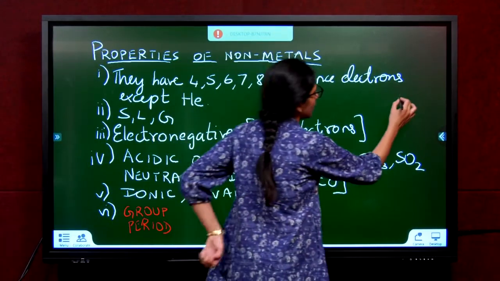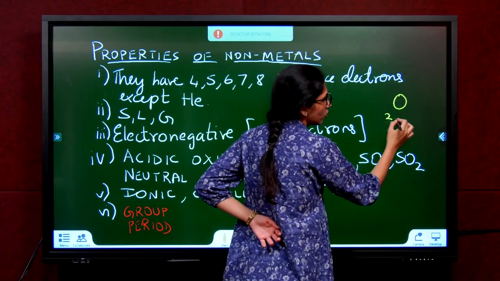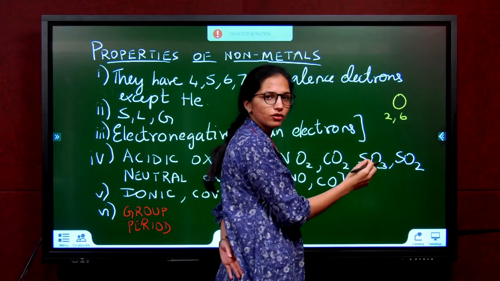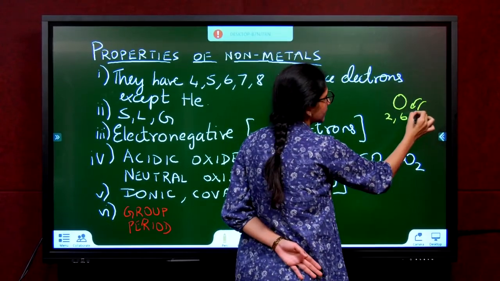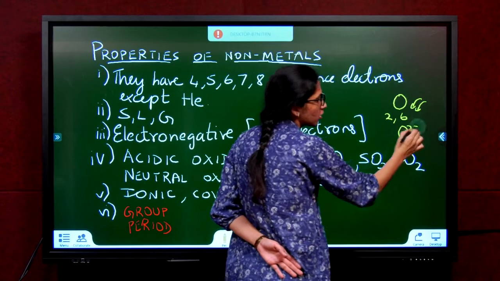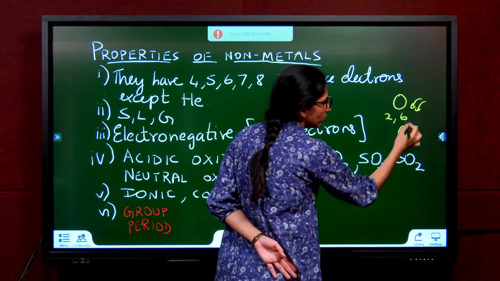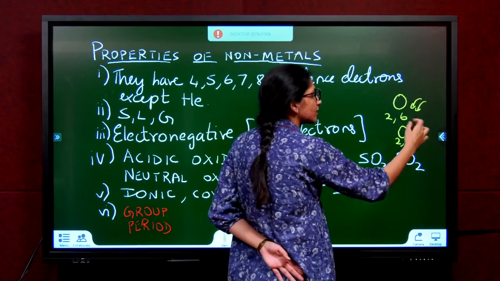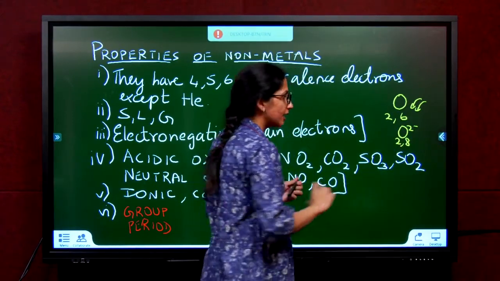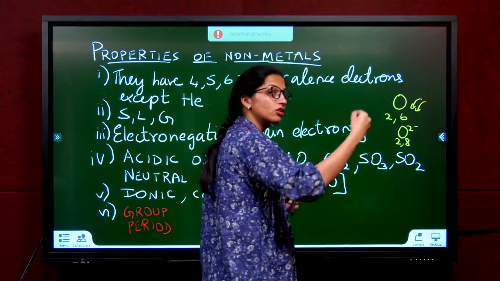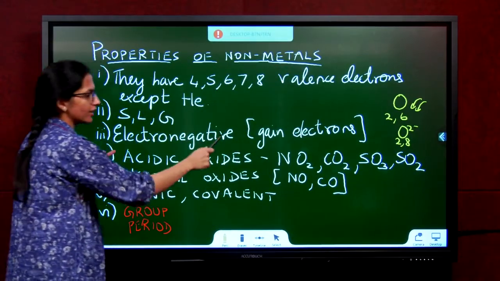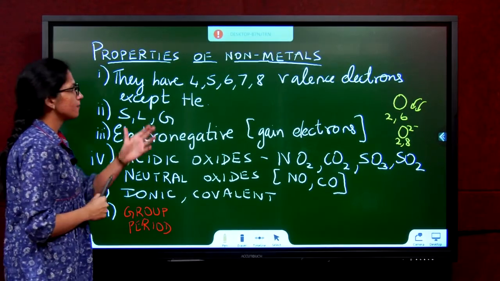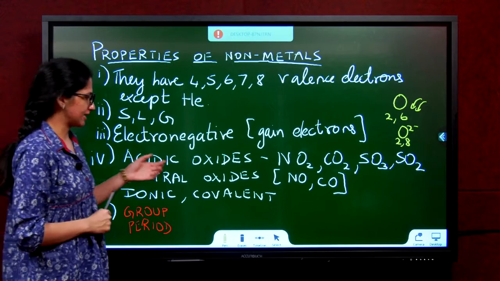Let's look at an example. Oxygen, 2, 6 is the electronic configuration. It needs 2 electrons to become stable. So it takes 2 electrons and becomes O2-. So it has added 2 electrons. So now there are 8 electrons in the shell. So this O2- is now stable. It became a negative charge, electronegative. Therefore, electronegative means easily gains electrons. They are gaining electrons. Non-metallic oxides in general are acidic oxides.